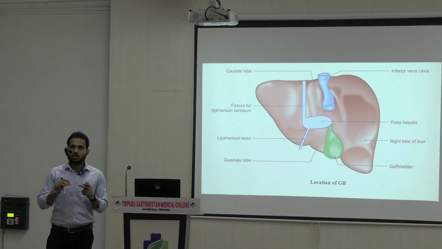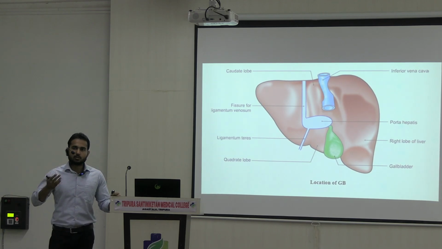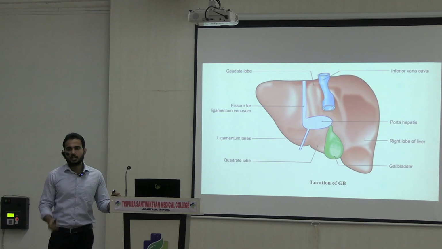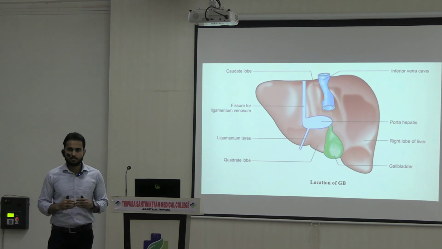Actually, there is not a clear demarcation between the posterior and the inferior surface. You can see in the book, there is no clear-cut demarcation. So how to understand? Please keep that in mind: above the porta hepatis it will be the posterior surface, and below the porta hepatis it will be the inferior surface. Clear-cut demarcation is not there, but if you study like this, it will be easier for you to understand.